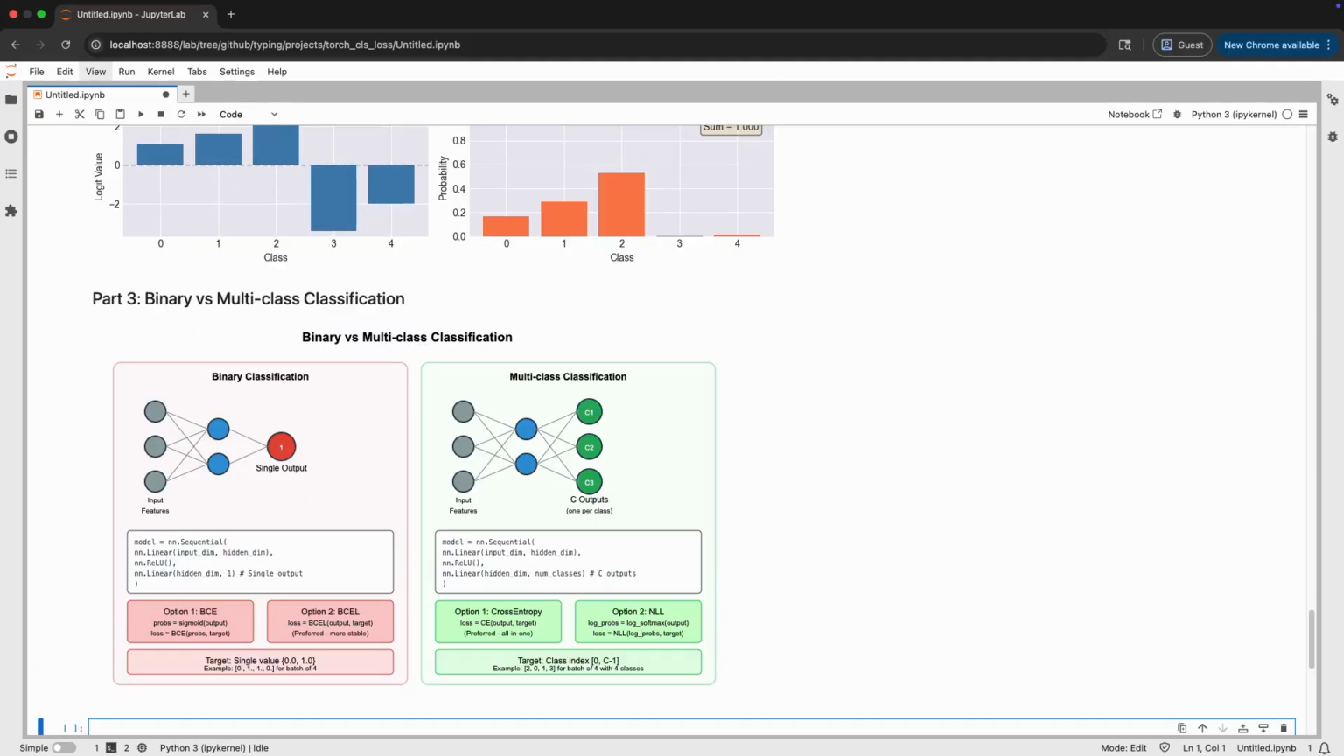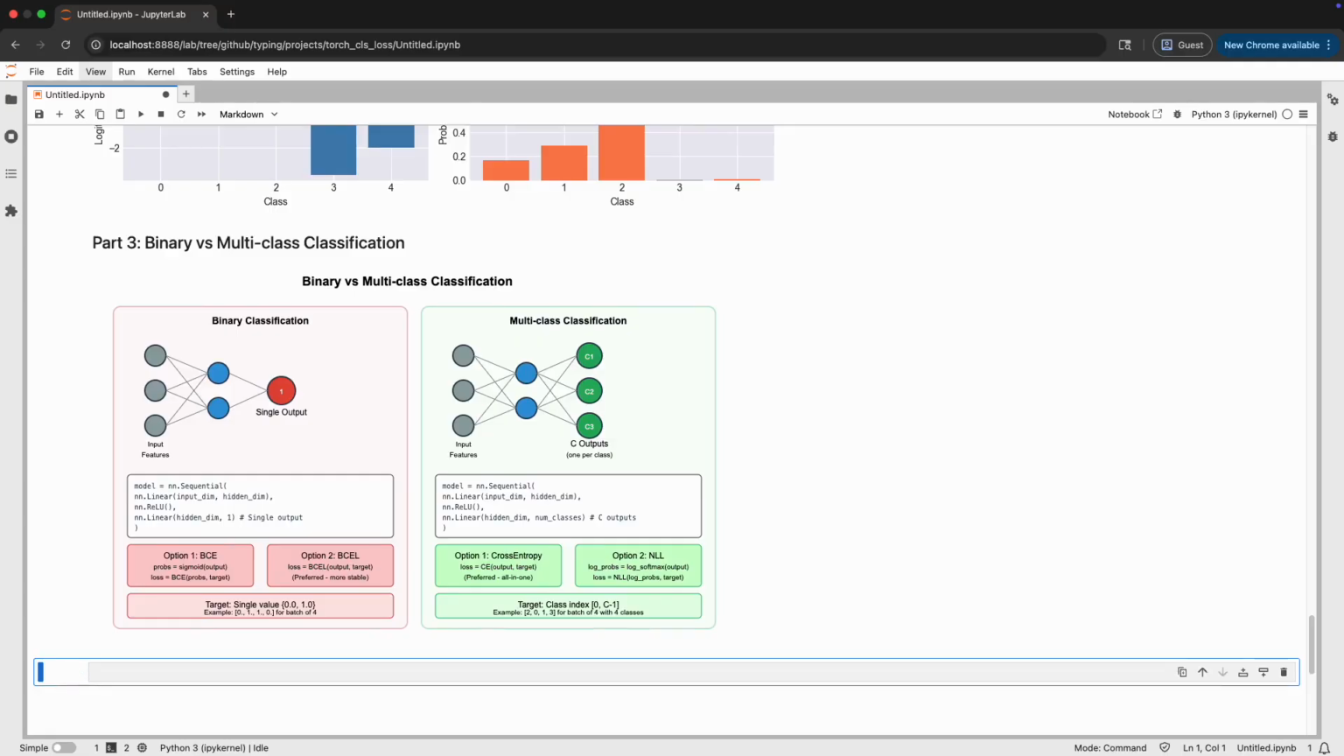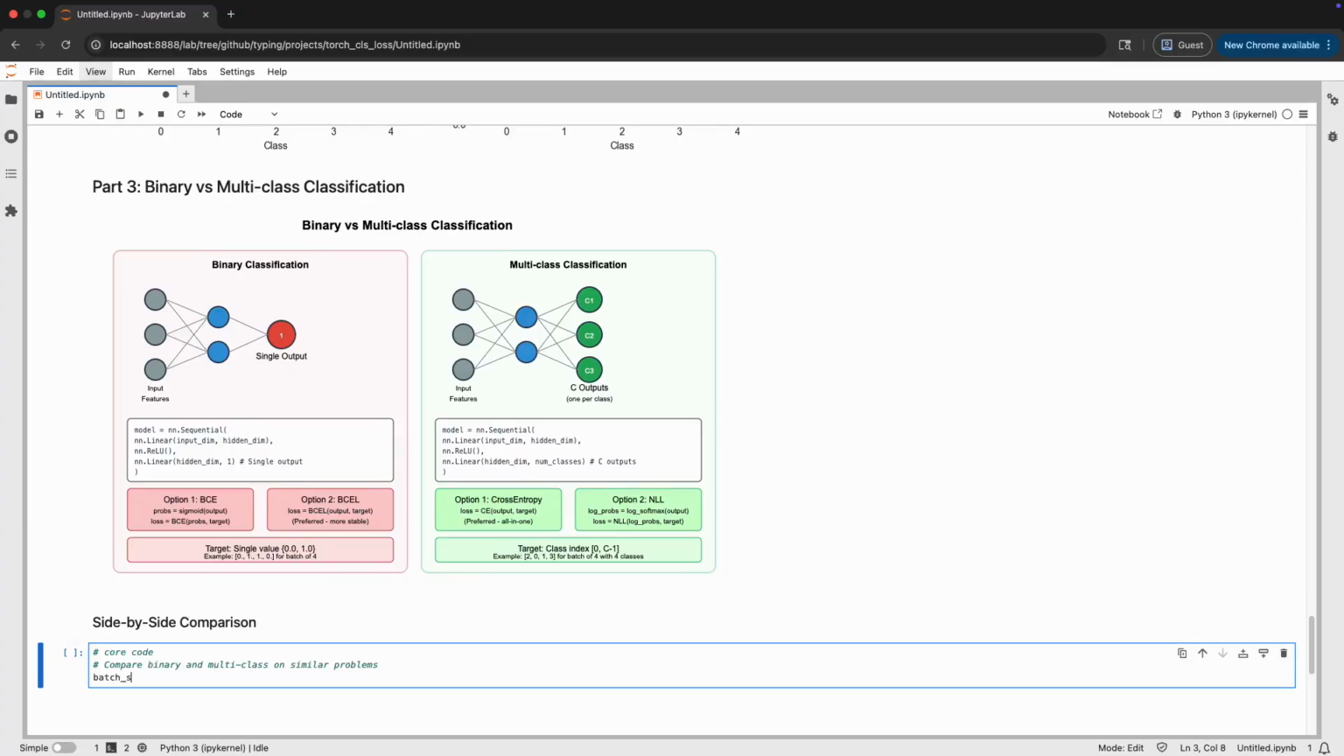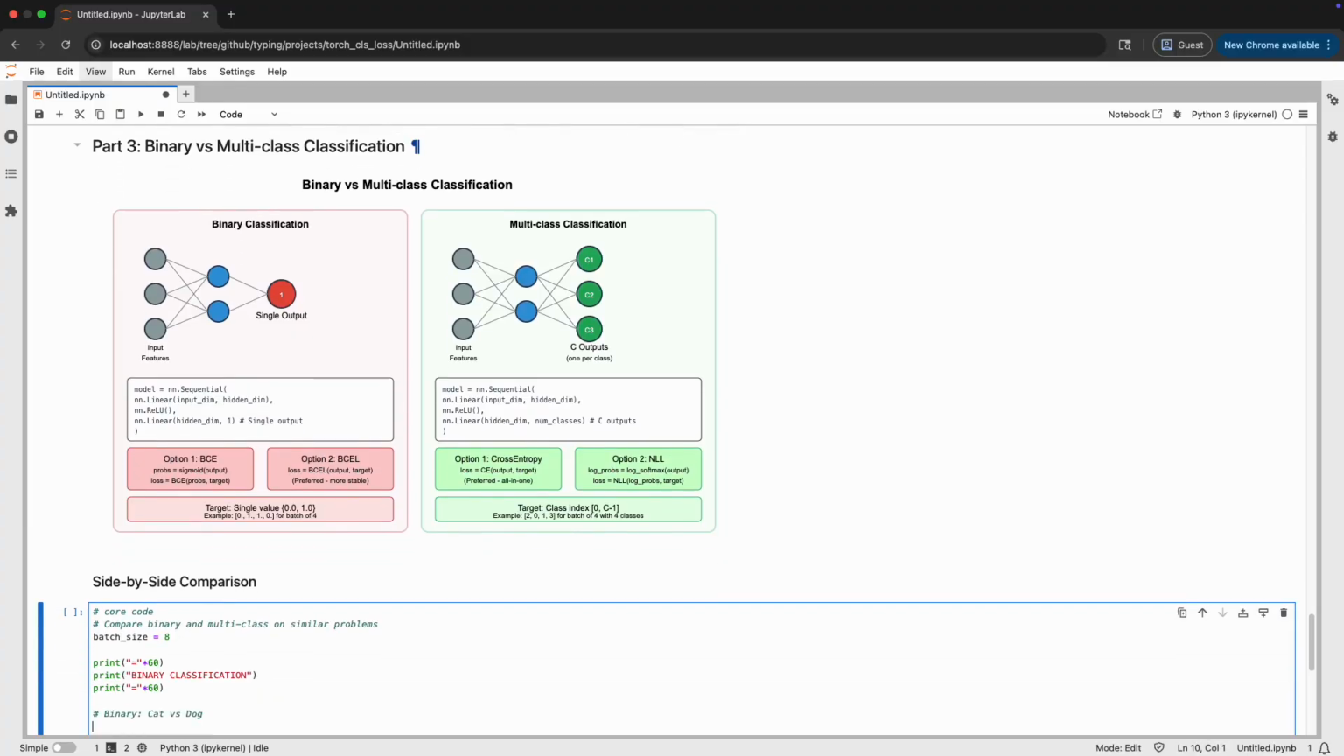Now let's look at part 3, where we'll directly compare binary versus multi-class classification. This diagram shows the key architectural differences between the 2 approaches. Let me show you a side-by-side comparison of binary and multi-class classification to highlight the differences. Here's a direct comparison of binary and multi-class classification.